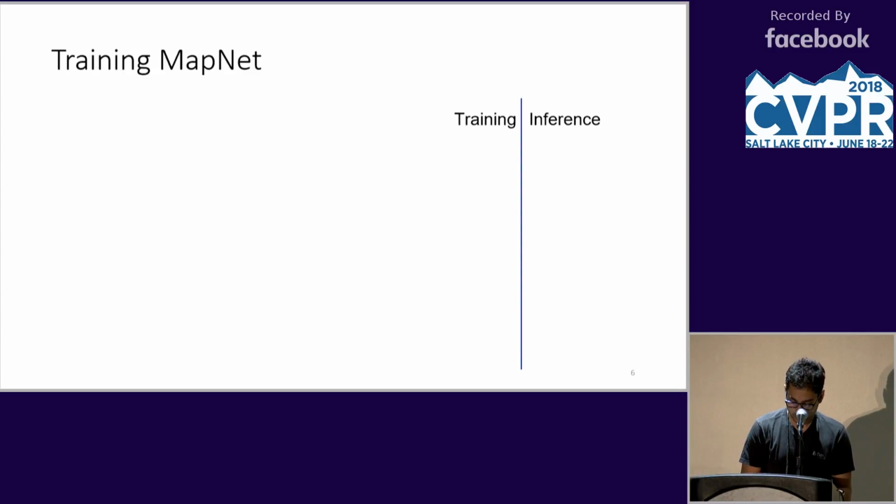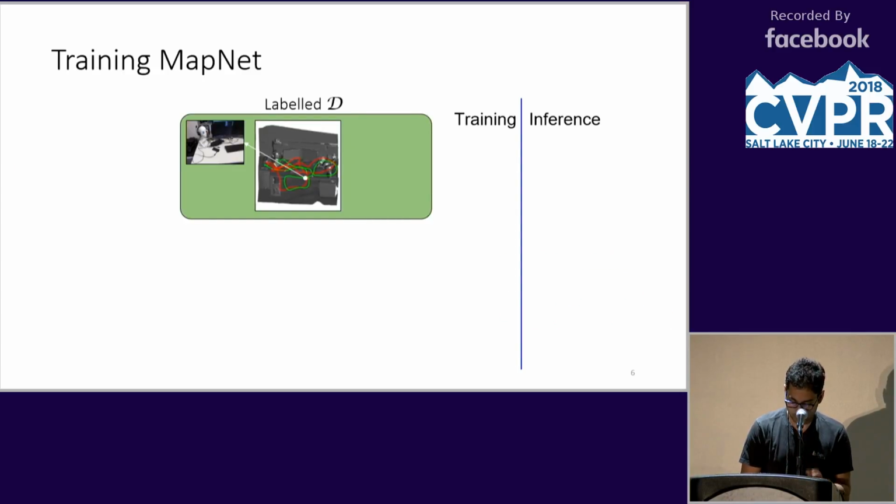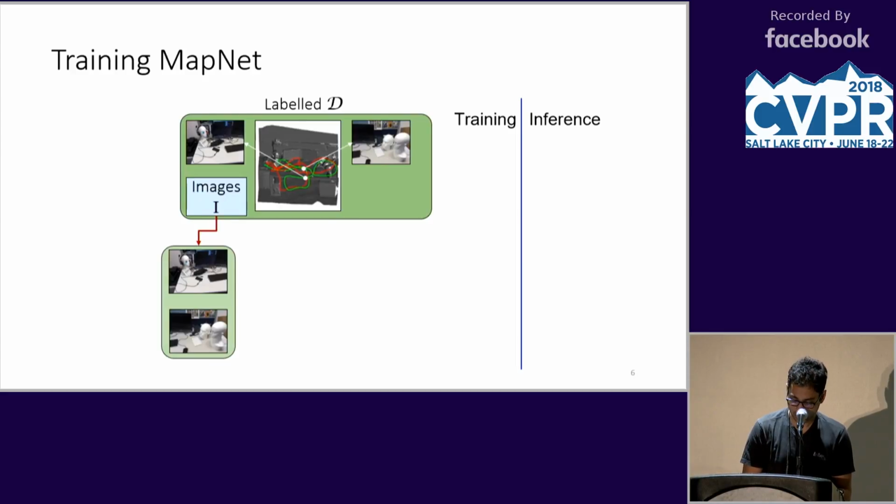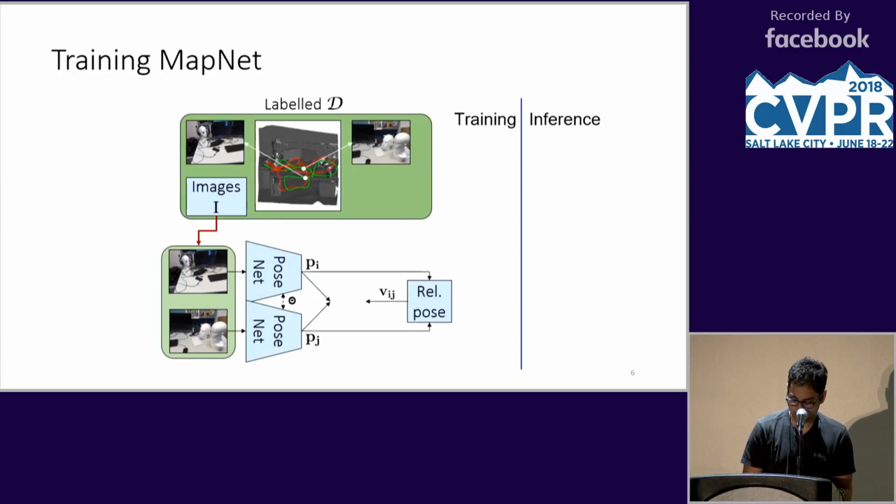Let's look at how to train it. We first take some labeled data and sample tuples of nearby images. These are fed through a CNN which predicts absolute poses. In addition, we also compute the relative transformations and combine them in a loss function that is supervised by both absolute and relative pose ground truth.